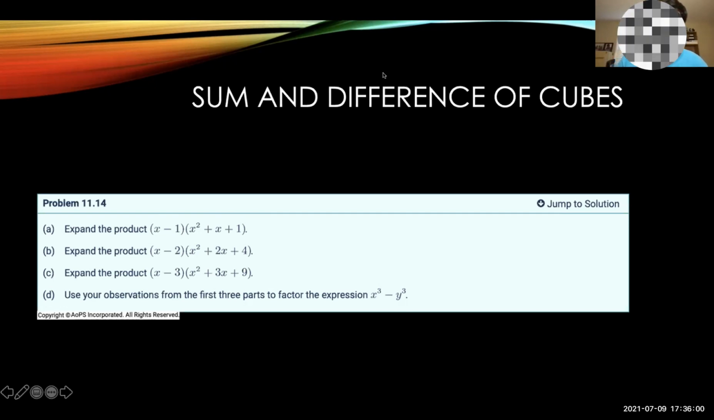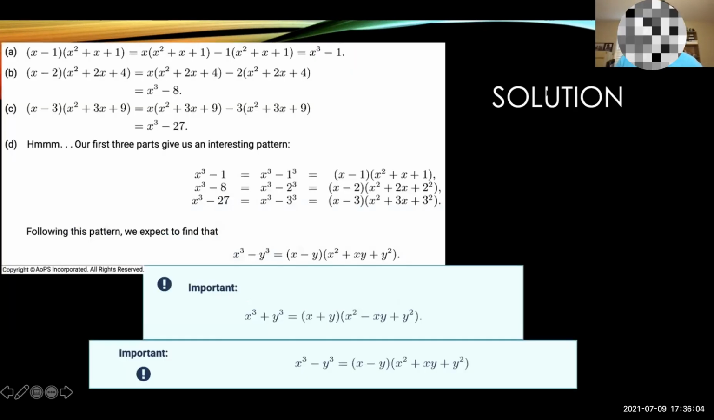Okay, so I've had a few more answers come in, so we're going to go on to the explanation for this problem. So when you expand out all the answers, these should be the answers you get right here. So essentially they simplify down a lot is what we're getting at here. And then when we follow this pattern, what we should expect is that we get this answer right here.